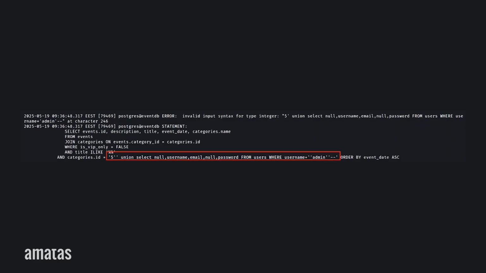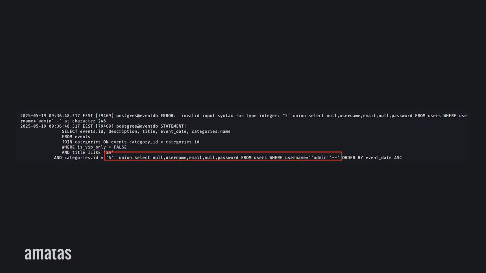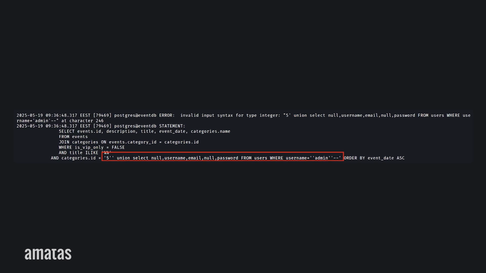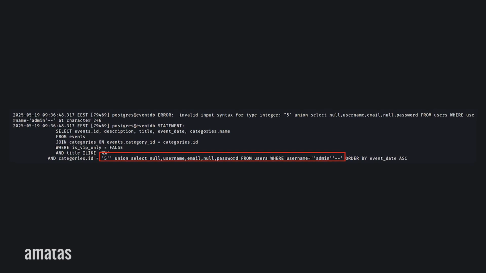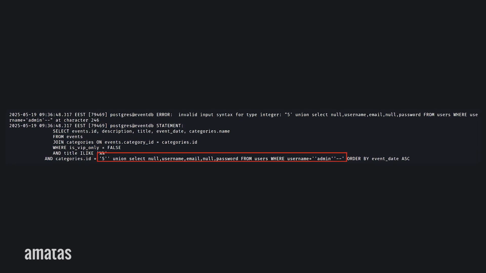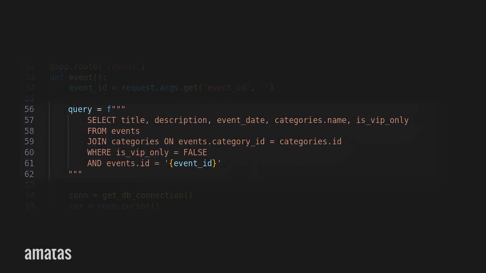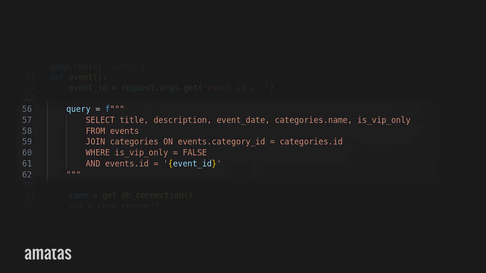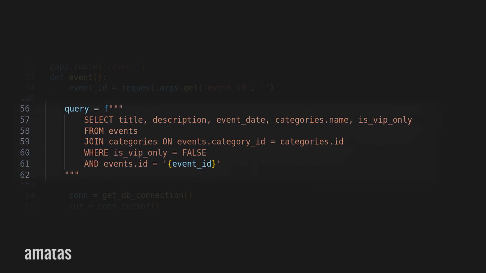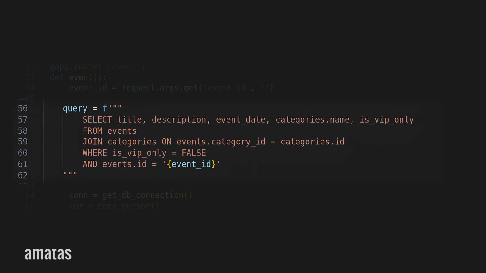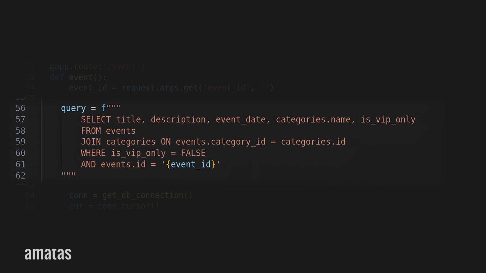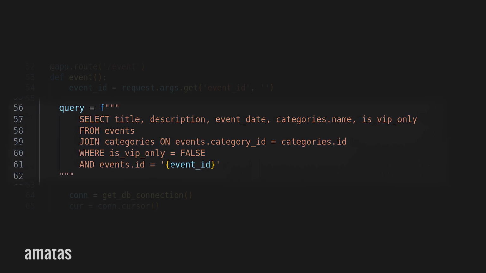If we check the SQL logs, we can see the query that was actually performed. And, as we can see, all dangerous characters like single quotes have been escaped. Let's fix the other injection point as well. This is the vulnerable code that we exploited earlier to view the contents of the VIP-only events. As we can see, the user input passed via the event ID parameter is embedded directly into the SQL query.